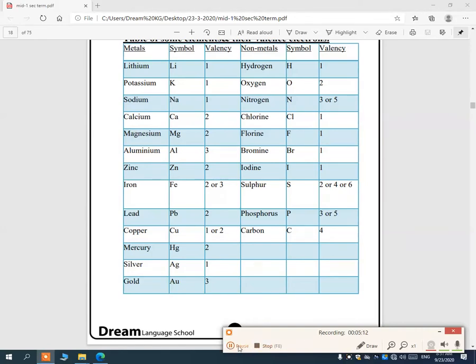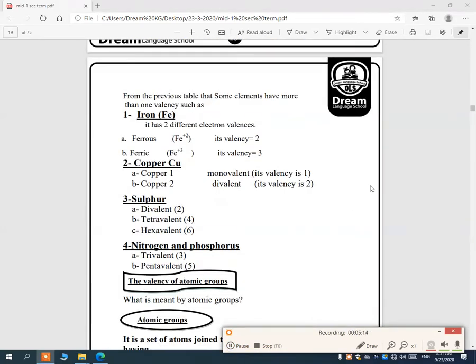Hexa means 6. From the last table, we have some elements that have more than one valency, like iron. Iron has two different valencies. First, we have iron called ferrous, and this type loses 2 electrons, so its valency equals 2. And we have another type of iron which loses 3 electrons, so its valency equals 3.